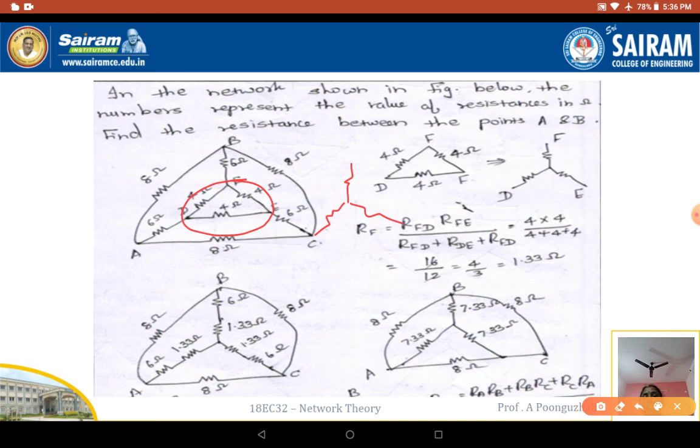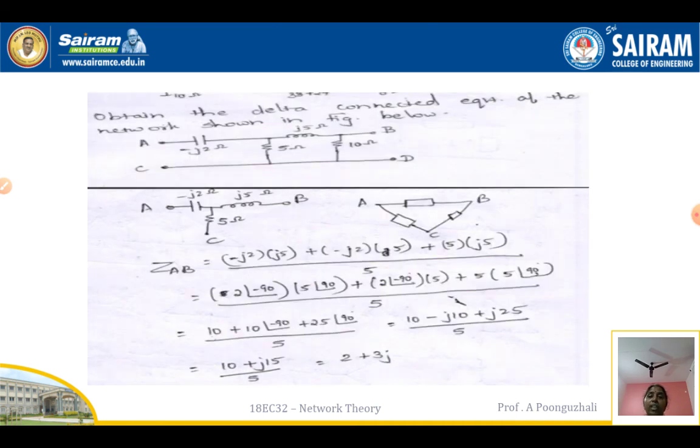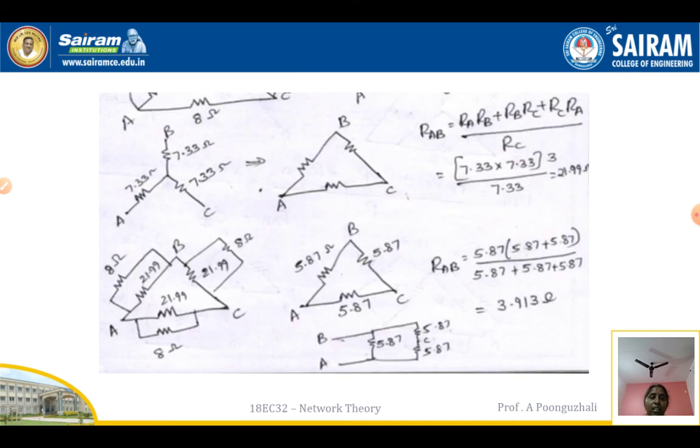Now these two resistors are in series, so added up, I'll be getting these resistors like this. Next, again this star I convert to delta, and my circuit is going to get simplified like this. Now these two resistors are in parallel. Across A and B, these two resistors are in series. So 5.87 in parallel with 11.674. Now we can see the resistances are in parallel there. So we are going to have 5.87 into 5.87 here, so it is 3.913 ohms there.